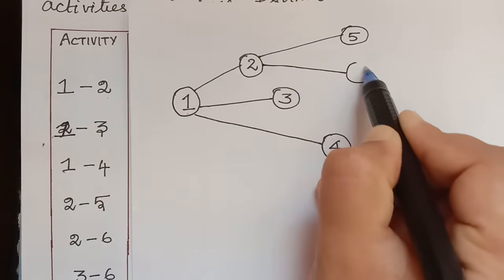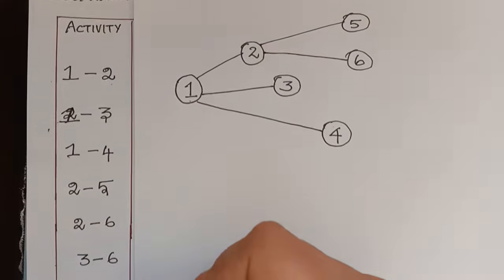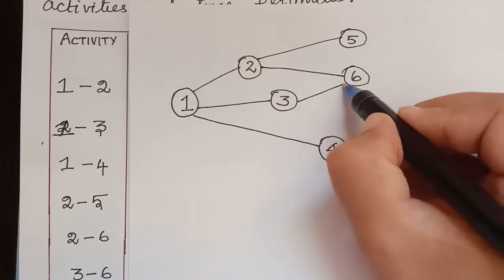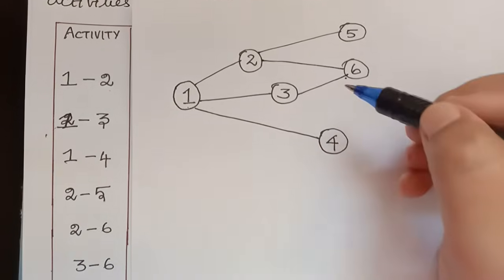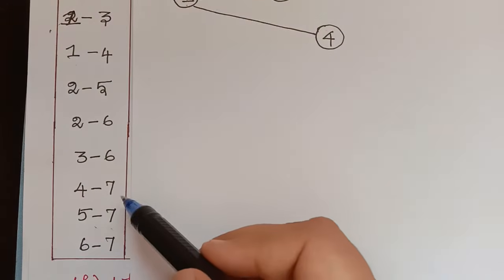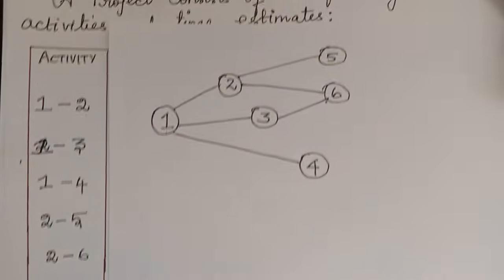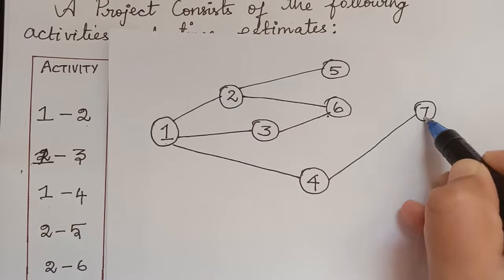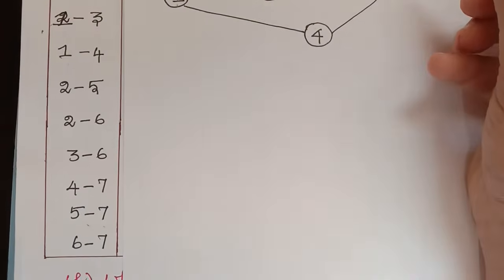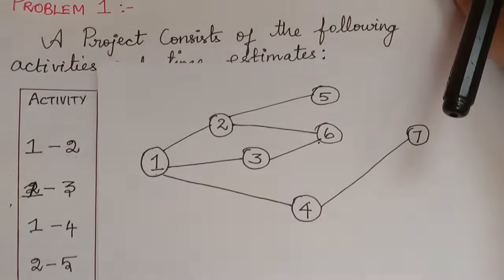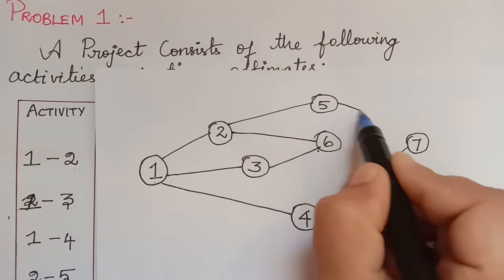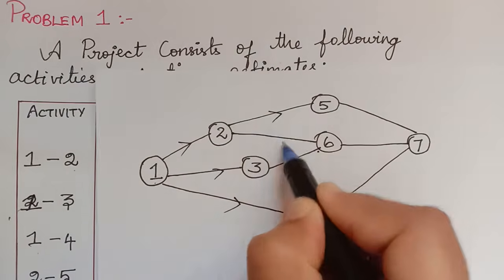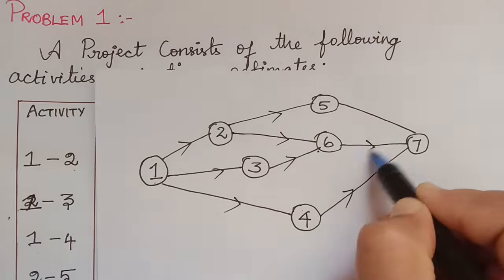So 2 to 6. And then we have the activity 3 to 6. So from 3 we have the activity 3 to 6. And after that we have activity 4 to 7. So it's a new activity. So 4 to 7 I have drawn here. And then we have the activity 5 to 7 and 6 to 7. So with that it's completed. So this is the network diagram that we obtain for the given activities.